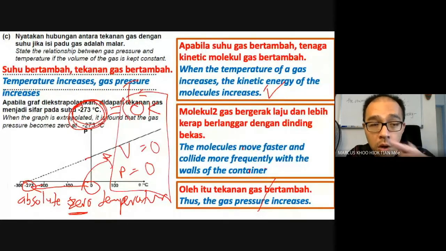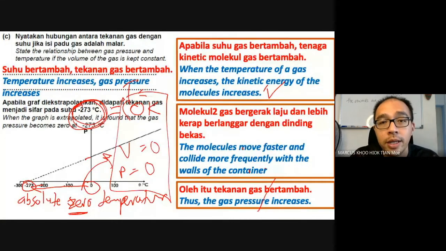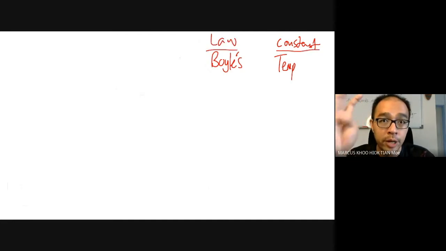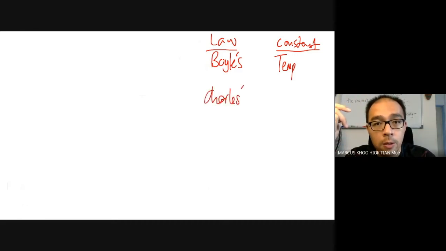And this law, the pressure law. When we were talking about the first law, which is Boyle's law, the thing that is constant is temperature. Sorry, I'm going to draw this one. So in Boyle's law, temperature is constant, and pressure and volume are related. In Charles' law, the pressure is constant, and it is the volume and the temperature that change.